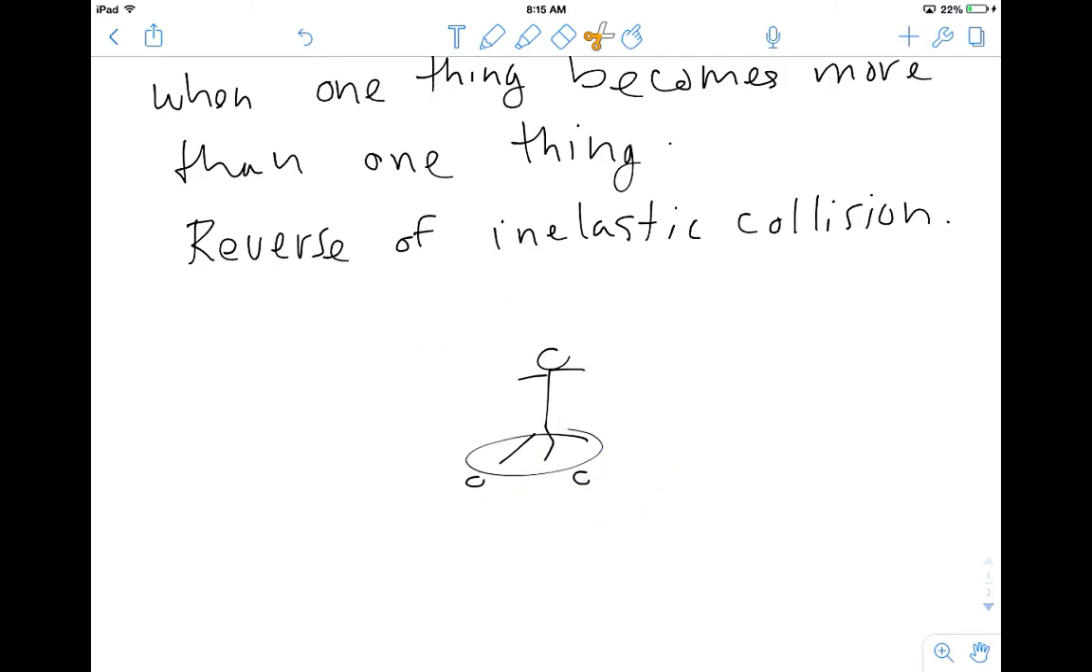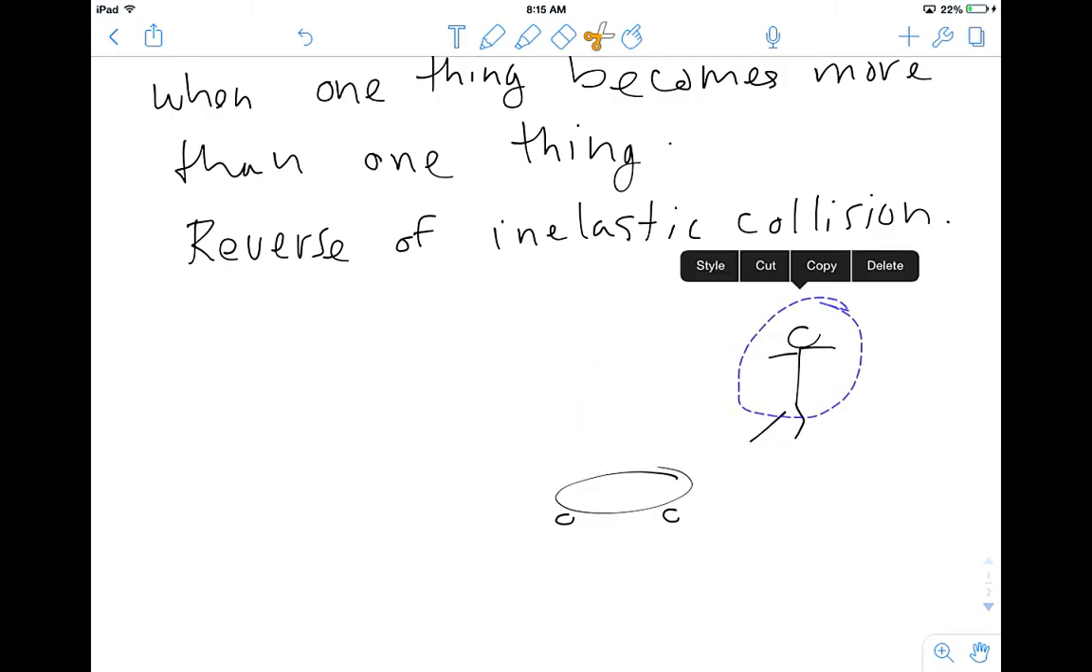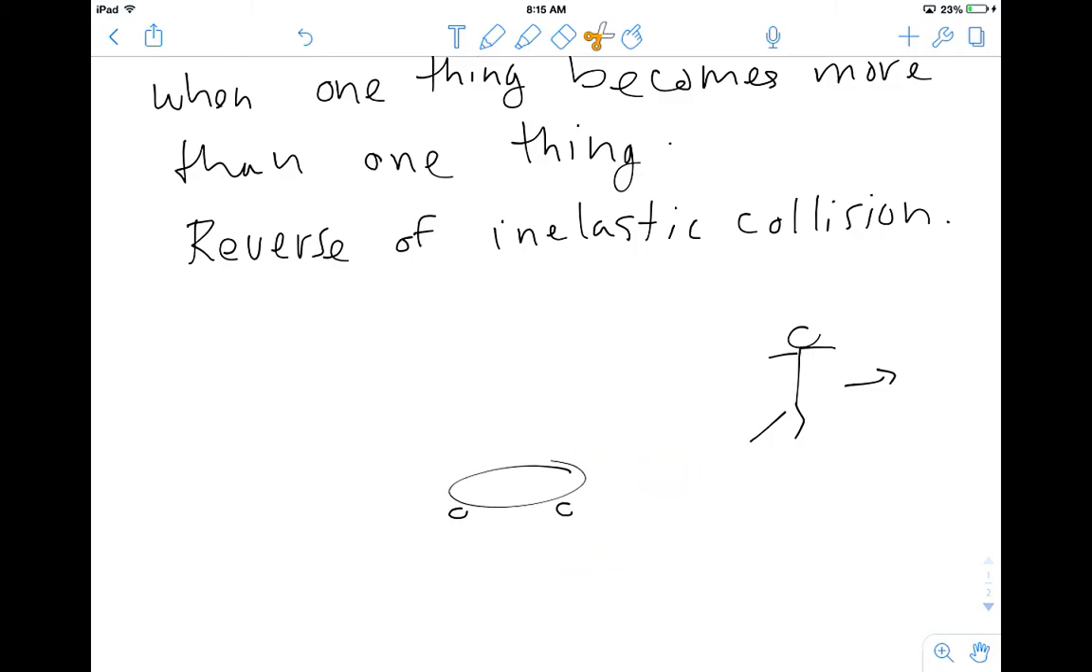So what if we started off with a skateboarder on a skateboard, and the skateboarder jumped off? Okay, well, that's one object. Any of you that skate know that when he jumps off, he's going to have some velocity that way, but the skateboard is also going to move that way. So one object became two, and this is a good example of an explosion.